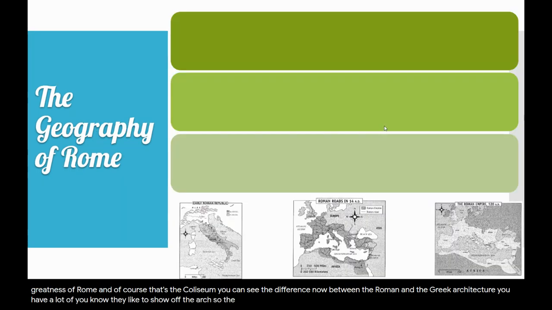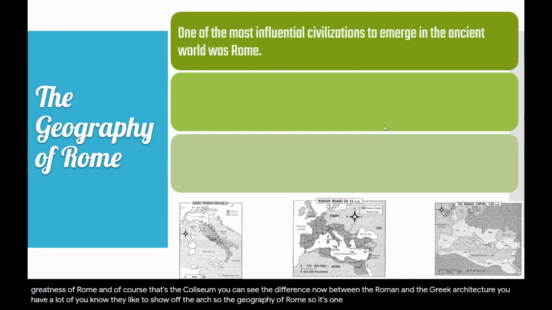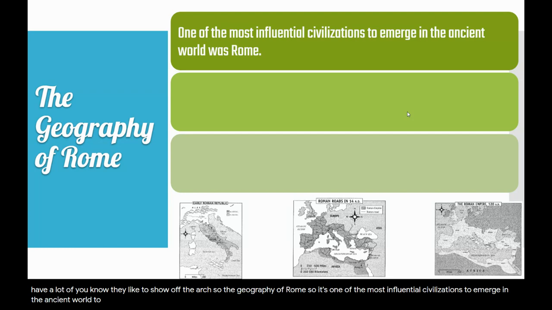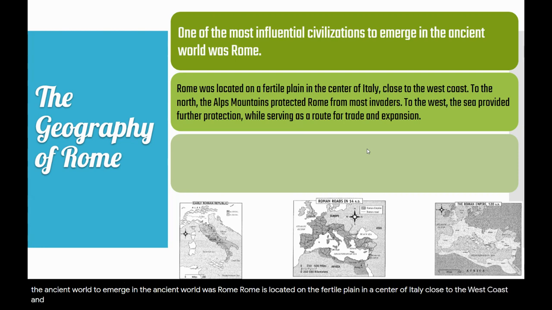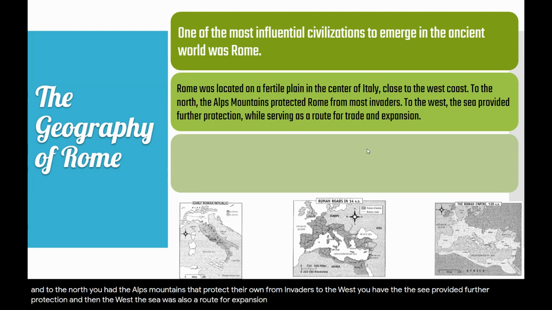So the geography of Rome. It's one of the most influential civilizations to emerge in the ancient world. Rome was located on the Fertile Plain in the center of Italy, close to the west coast. And to the north, you had the Alps mountains that protected Rome from invaders. To the west, the sea provided further protection. And the sea was also a route for expansion, trade, and everything else. So they kind of had the best of both worlds in there.